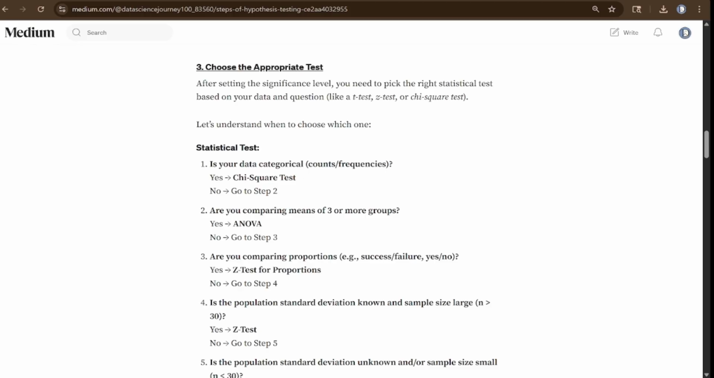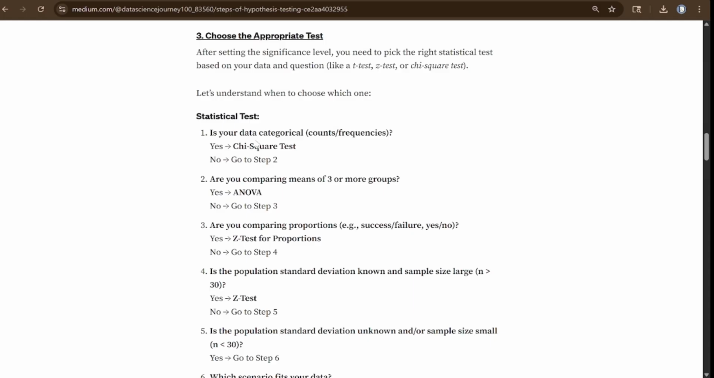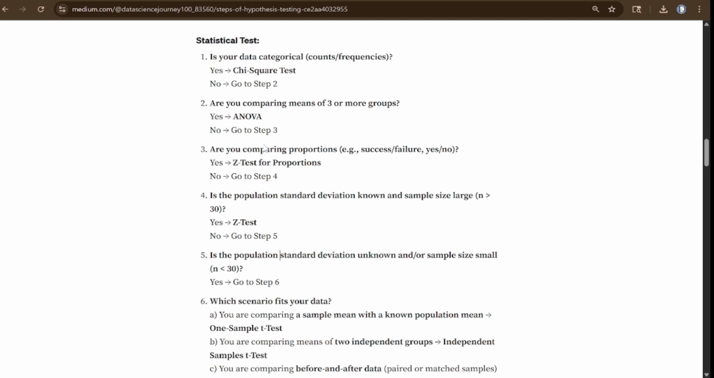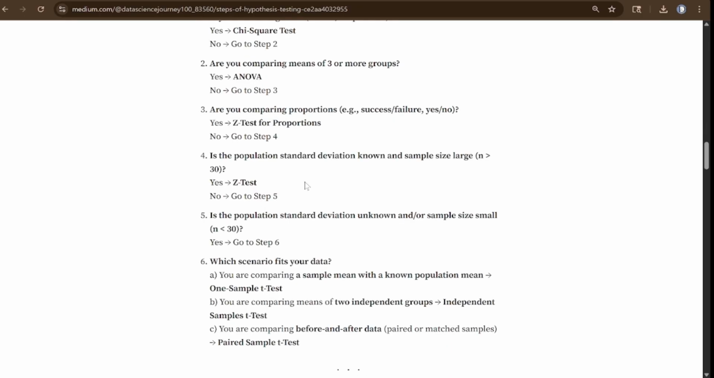If your sample data is categorical, then you will go for chi-square test. If you are comparing means of three different kinds of samples, then in that case you have to use ANOVA. Or let's say you are comparing proportions like 30%, 50%. In that case you have to select G-test. But if you are comparing means and you know the population standard deviation and your sample size is greater than 30, if this condition satisfies, then also you do G-test for means.